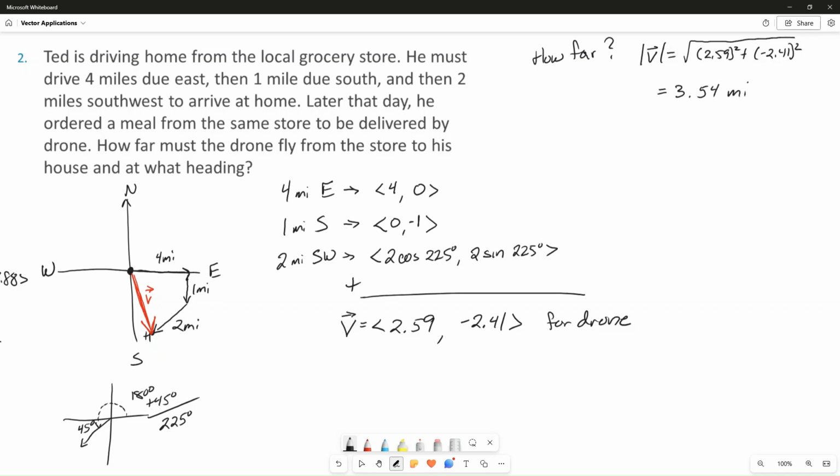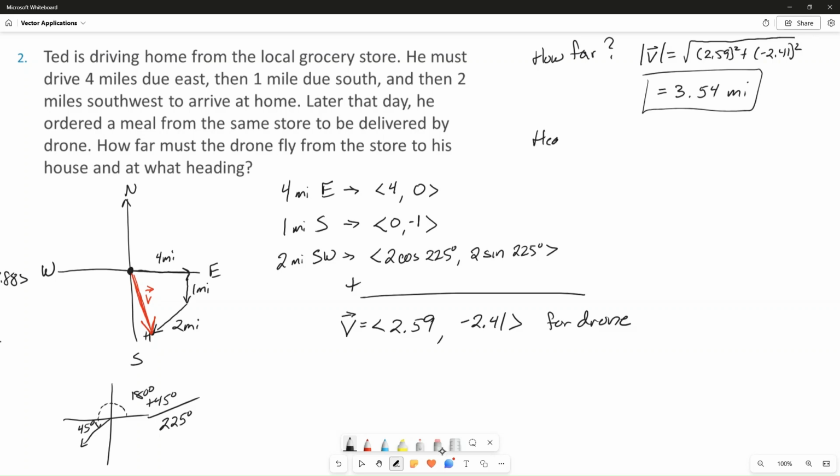miles. So the drone does not have to travel the 4 miles plus the 1 mile plus the 2 miles. It's not going to travel a total of 7 miles. It's just going to travel a direct line from the store to Ted's house, and that's only 3.54 miles.